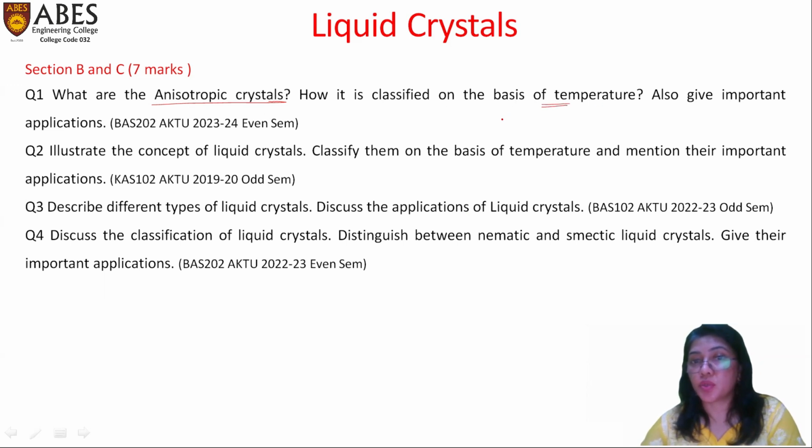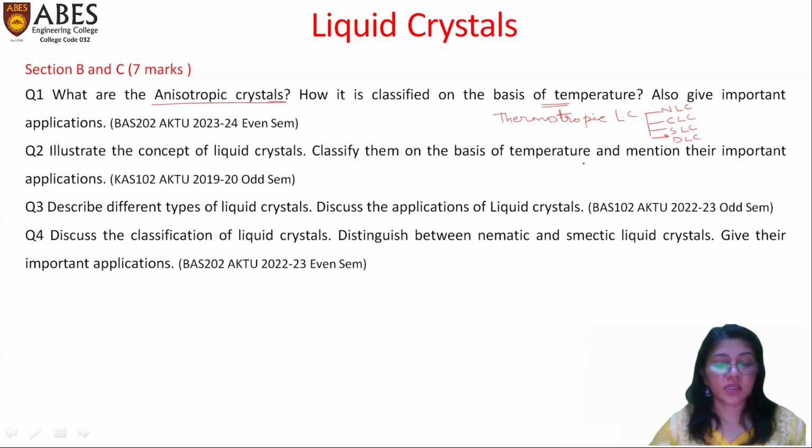On the basis of temperature, liquid crystals are classified as thermotropic liquid crystals. And they are further divided into 4 categories: nematic liquid crystal, cholesteric liquid crystal, smectic liquid crystal, and discotic liquid crystal. This has been discussed in lecture video 3, unit 1 of ABES CETL videos.